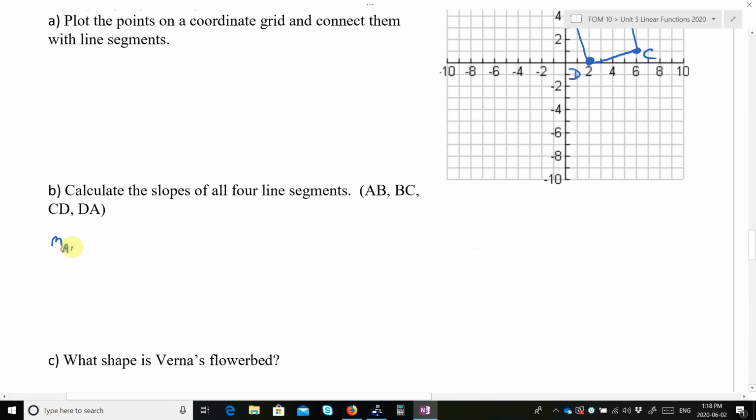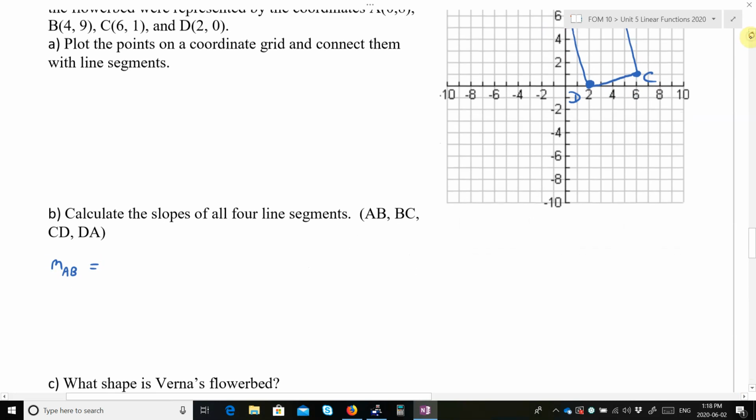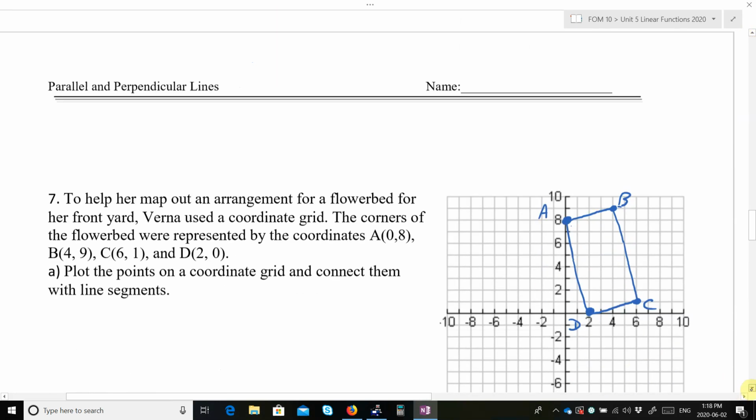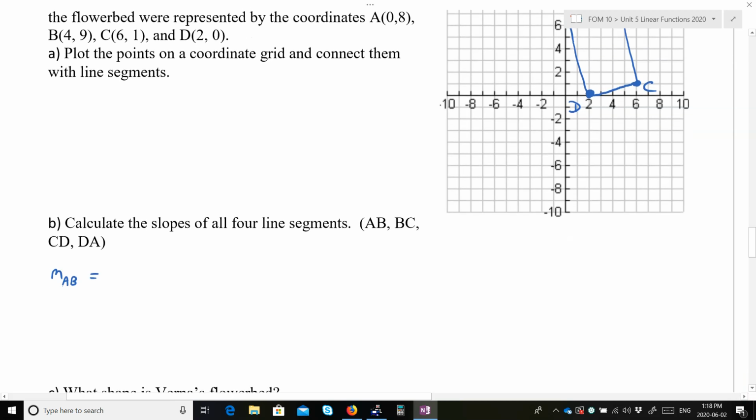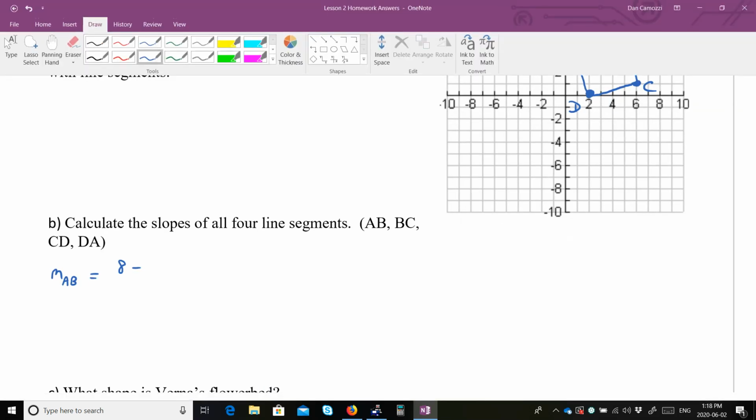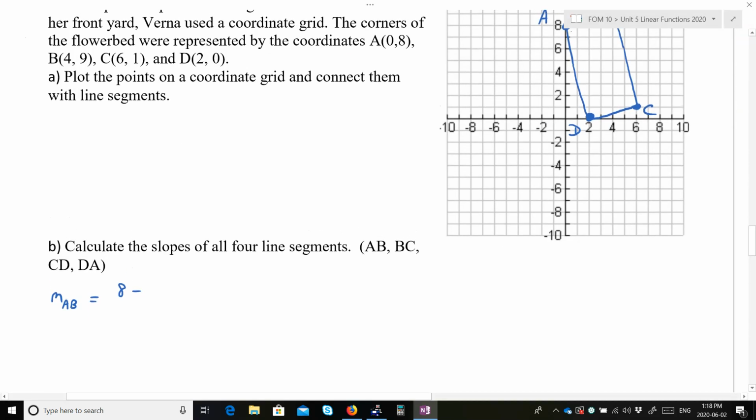Okay, so the slope of AB. If we're using points A and B, I am going to go Y2 minus Y1 over X2 minus X1. We get negative 1 over negative 4, which is 1 fourth. There's the slope of AB.